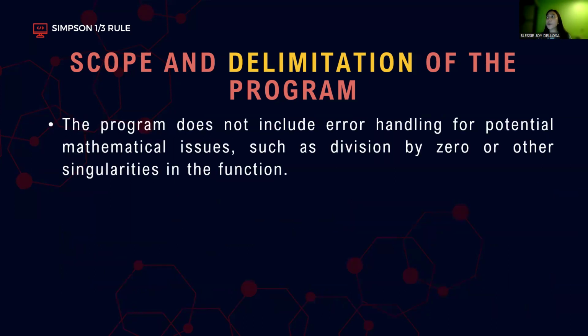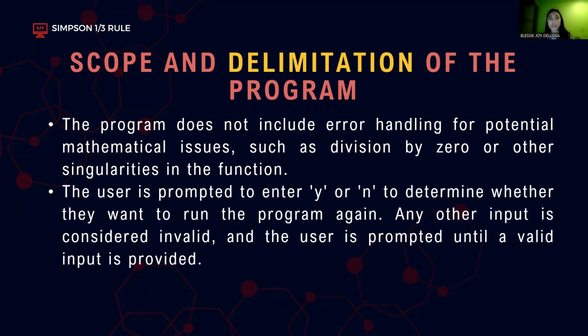Continuing to the delimitations, the program does not include error handling for potential mathematical issues such as division by zero. If you input zero in the function that was given, this program will not handle it. That's one of the delimitations, or other singularities in the function. Next, the user is prompted to enter Y or N to determine whether they want to run the program again. Any other input is considered invalid, and the user will be prompted again until valid input is provided.